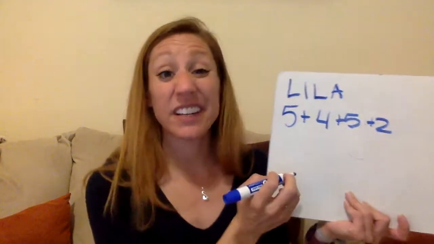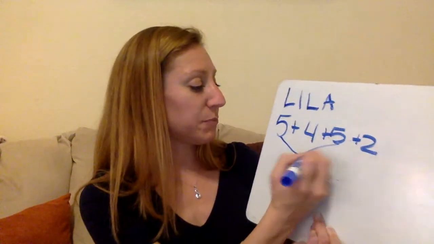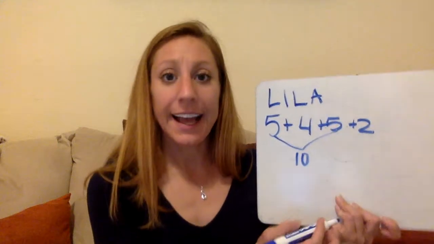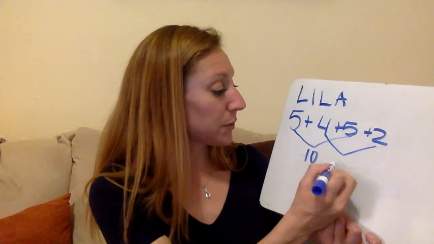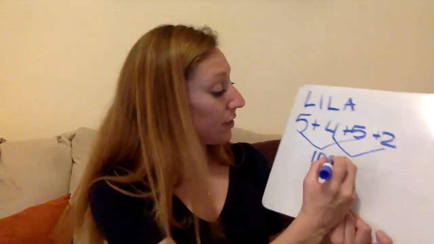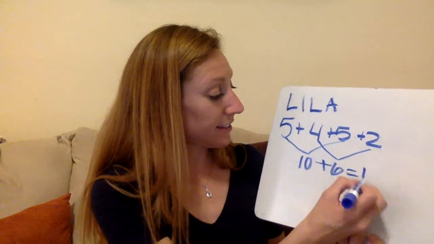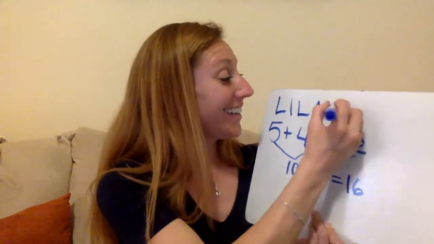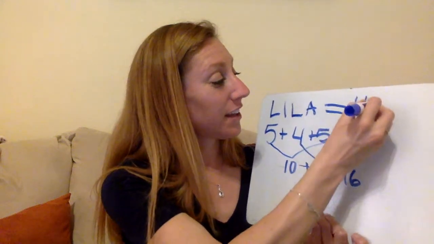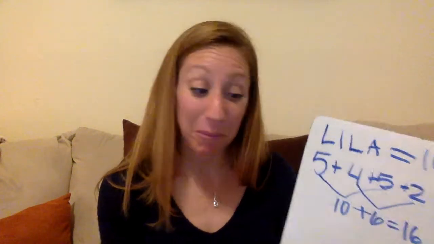So 5 plus 5 I know is a 10. I'm going to start there. So 5 plus 5 is 10. And then I'm going to go ahead and add the other 2. So 4 plus 2 is 6. So then 10 plus 6 equals 16. So Lila equals 16. So you go ahead and try your name.